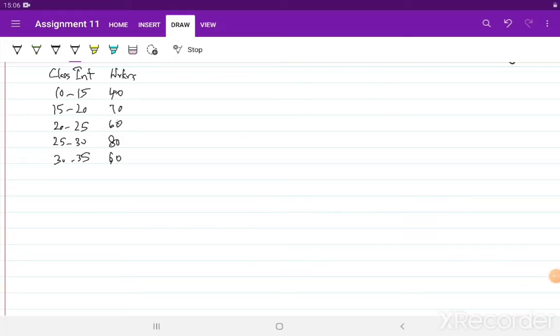The next part asks you to find the number of workers who receive less than minimum wages, where the minimum wage is rupees 25 per hour. So I have copied down the class interval and the number of workers. To find the number of workers receiving less than 25, I need to construct the less than ogive, and to do that I need to find cumulative frequency.